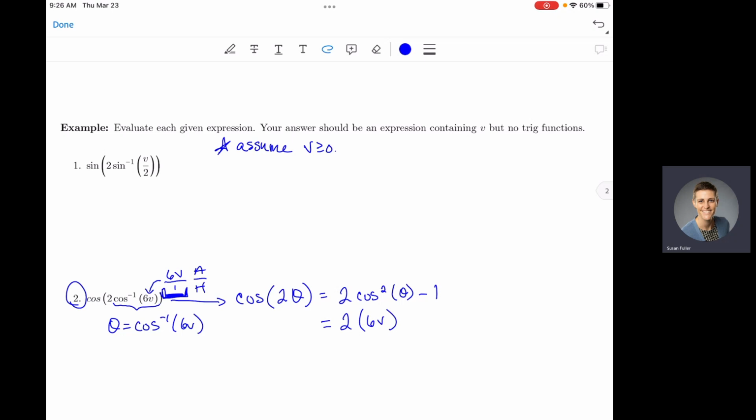I can just pop that in. I don't even have to draw a triangle for this one. So here's my cosine value. I'm going to square it, and I'm going to subtract 1. And so now we just have to do the arithmetic here.